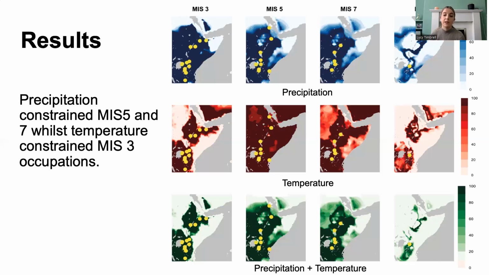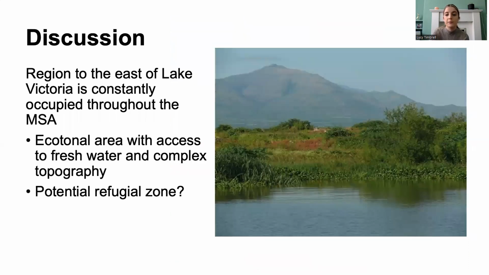MIS3 includes some very hot periods, and we found that occupations tend to be limited to cooler, higher altitude regions. So perhaps this could be to mitigate these rapid increases in temperature. As you can see, this region towards the east of Lake Victoria remains habitable throughout all of our models, and throughout all the interglacials, we always have occupations from around this area. And this has potentially important implications for it as a refugia during climatic deterioration.